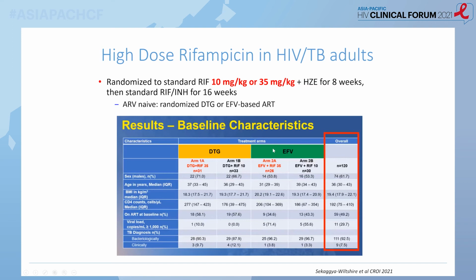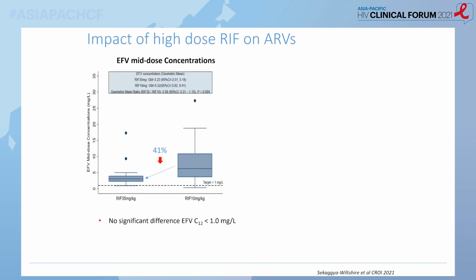And they compared the antiretroviral levels with either the 10 or the 35 milligram rifampicin dose. What they found here, shown on the left, is with efavirenz mid-dose concentration, yes, this is the rifampicin 10 milligram per kilogram, but with 35, the levels of efavirenz mid-dose concentrations did go down. Although they do say that there was no significant difference in the number of individuals dropping below the target threshold.